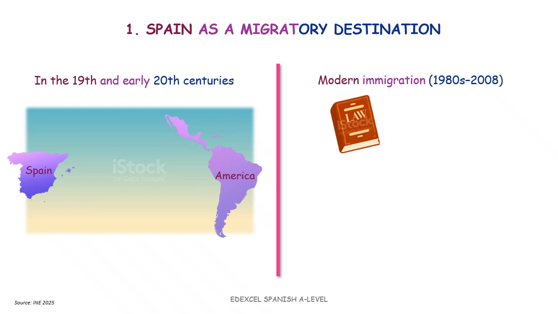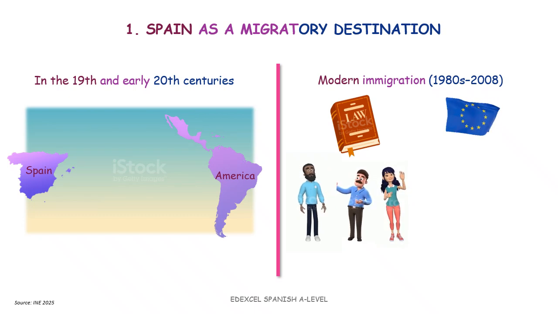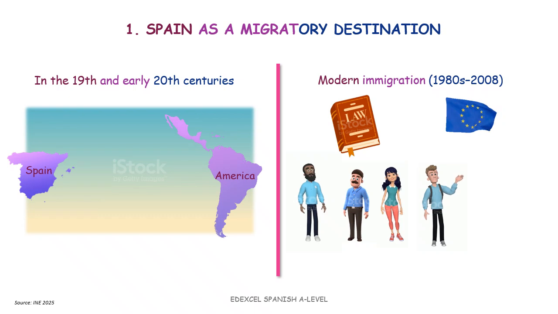democratization after 1975, joining the European Union, and rapid economic growth, where there was a demand for labor in agriculture, construction, and services. So the main groups arriving during this time were Moroccans, the closest and most traditional group, Latin Americans, Eastern Europeans, and Sub-Saharan Africans, and more recent arrivals, often irregularly.